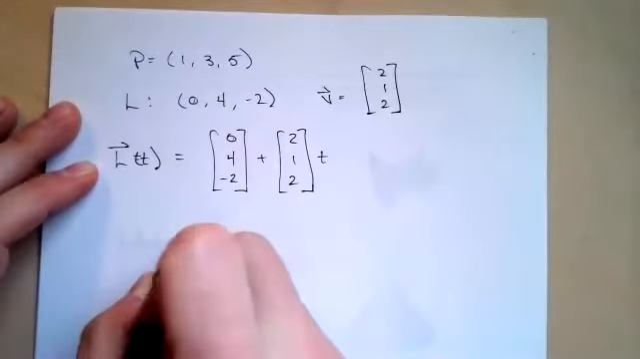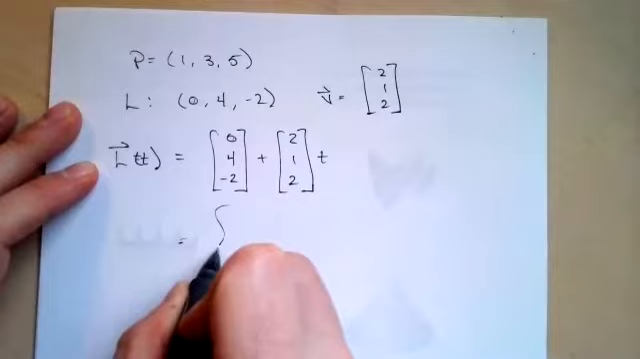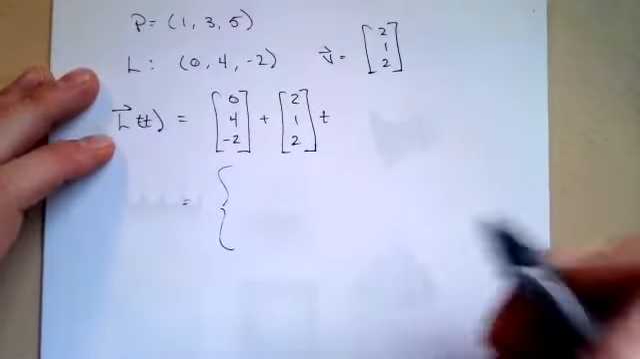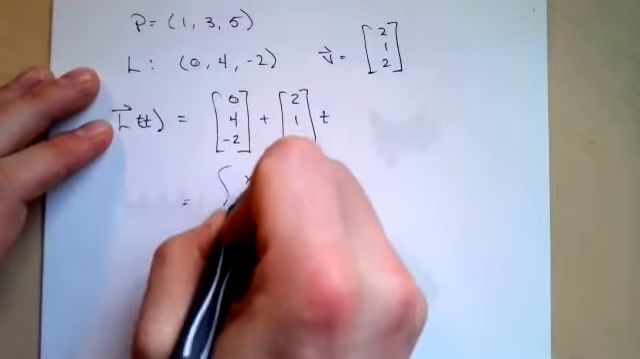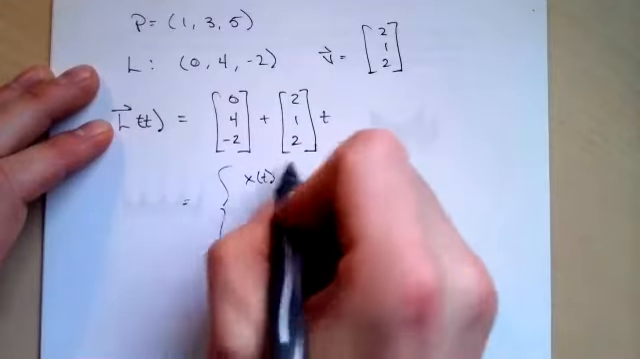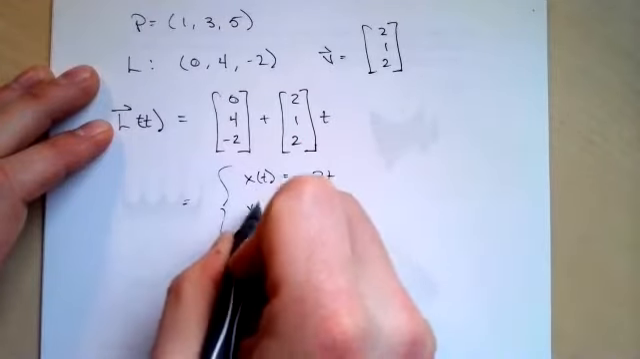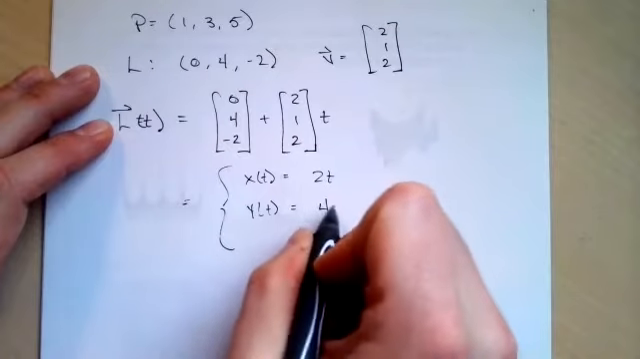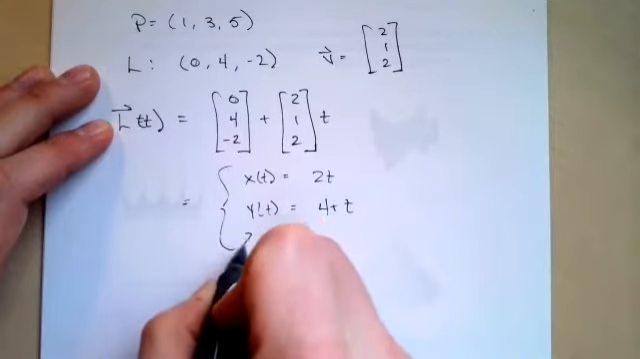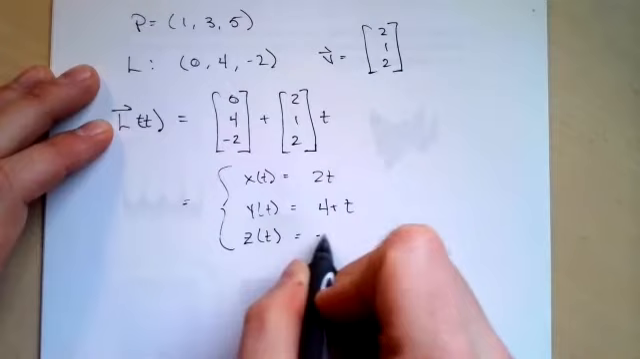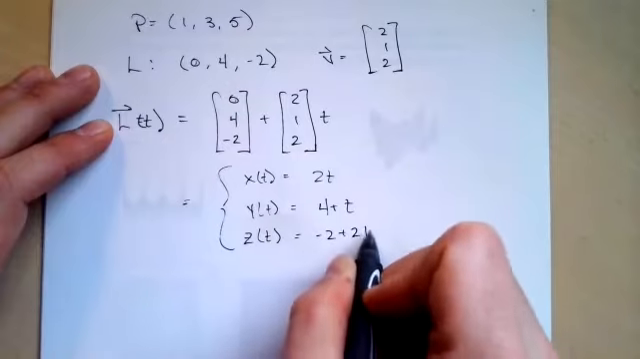And then if we wanted to write out our system of parametric equations for our coordinate variables, we will simply have x is 2t, y is 4 plus t, and then z is minus 2 plus 2t.